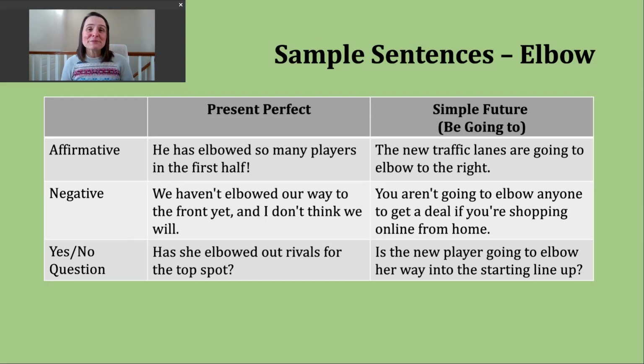Now, let's continue using our verb of the day, elbow, in a couple different verb tenses. Today, we're going to practice the present perfect and the simple future using be going to. Let's start with the present perfect.